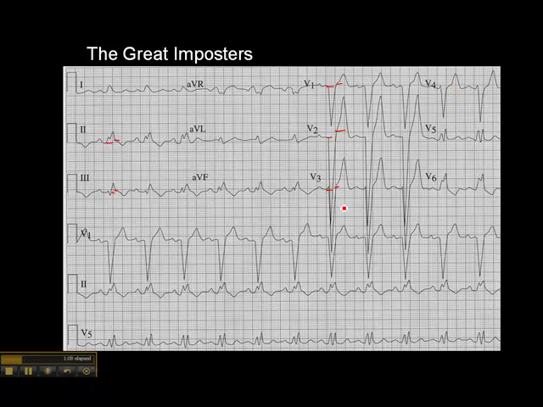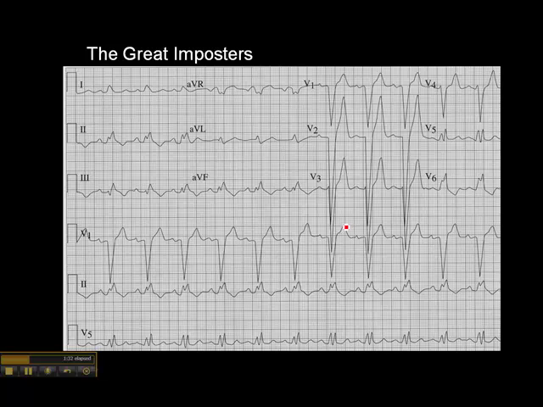But the point of this is that when you have bundle branch blocks or ventricular hypertrophy, you get ST segment changes. ST elevation, sometimes ST depression, but these are not indicative of myocardial infarction. It's just a normal occurrence that happens with bundle branch blocks and with left ventricular hypertrophy or left ventricular strain pattern.